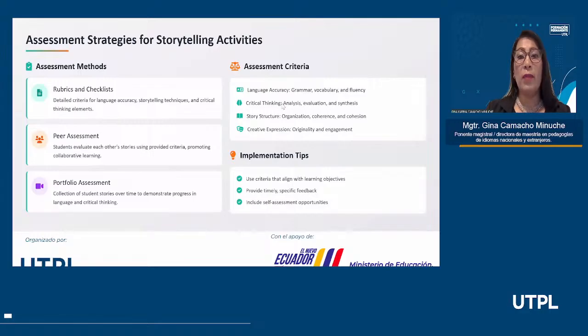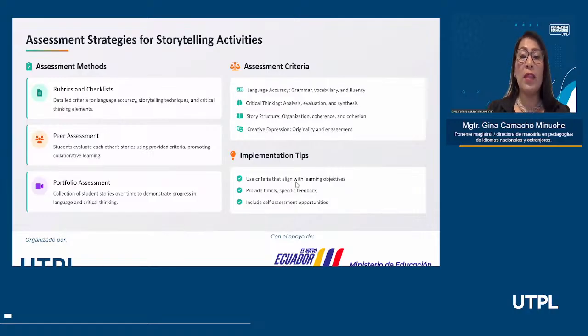Okay, here you have the criteria you have to consider when using storytelling. For example, language accuracy, grammar, vocabulary, fluency, critical thinking, analysis, evaluation, and synthesis. In story structure, how is it organized? Does it have cohesion and coherence? Creative expressions, originality, and engagement, okay? You can consider these criteria to assess how well your students have created the stories.